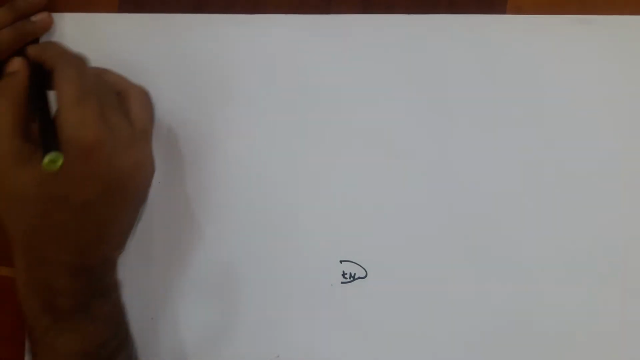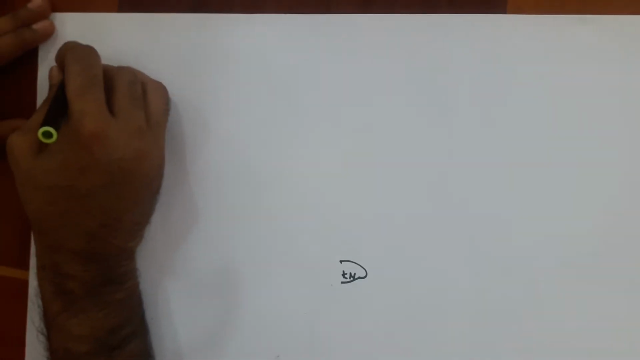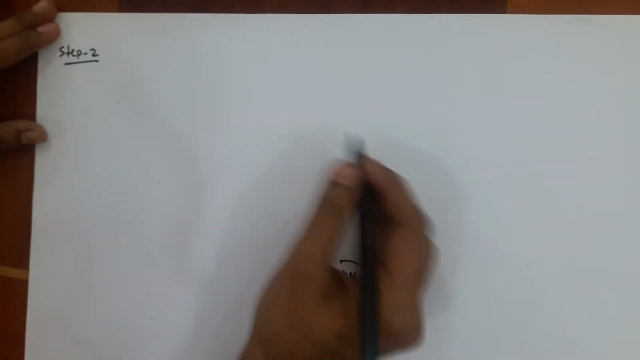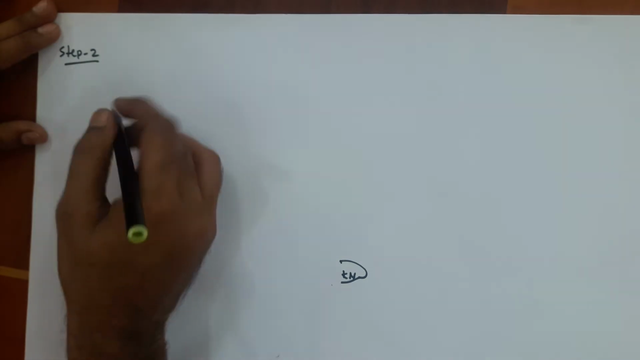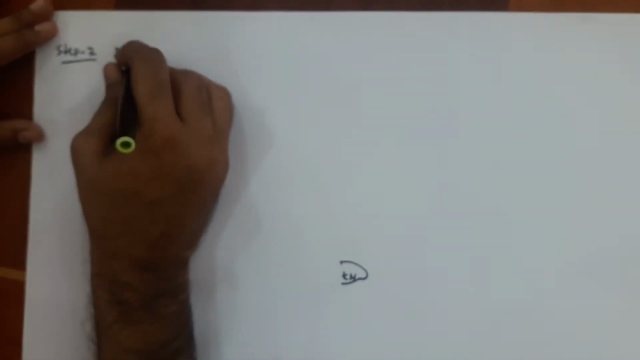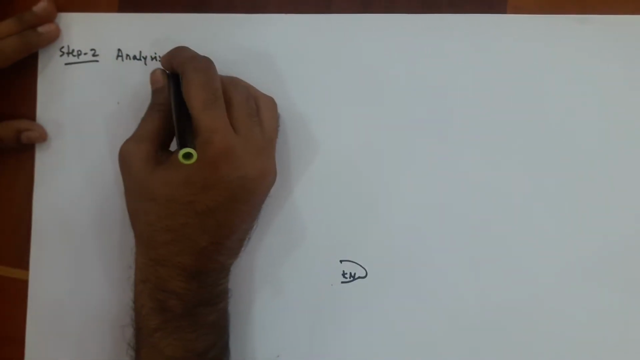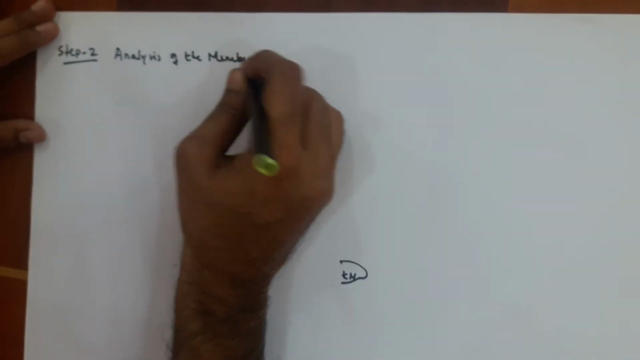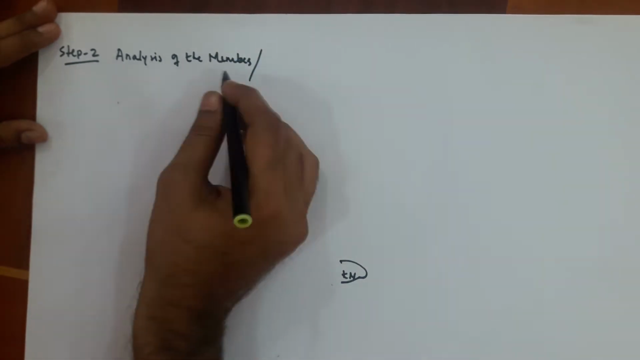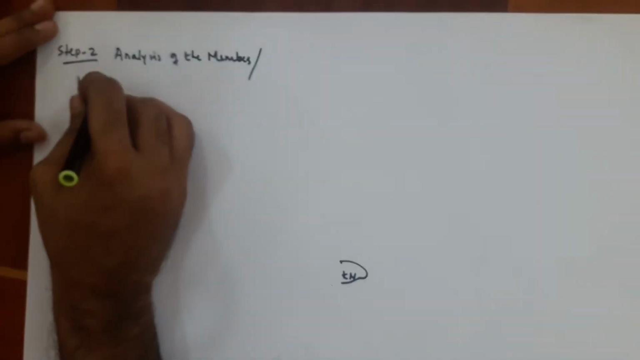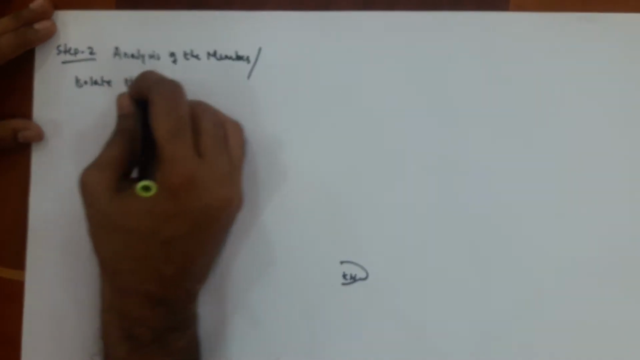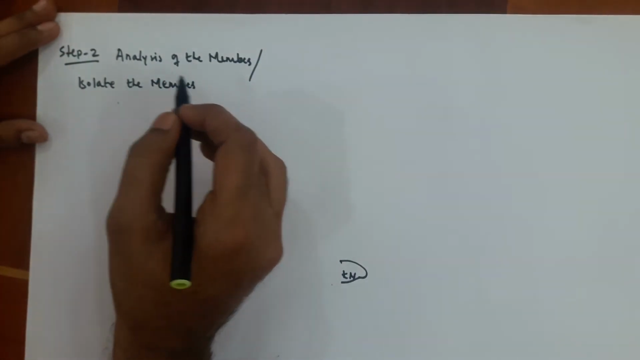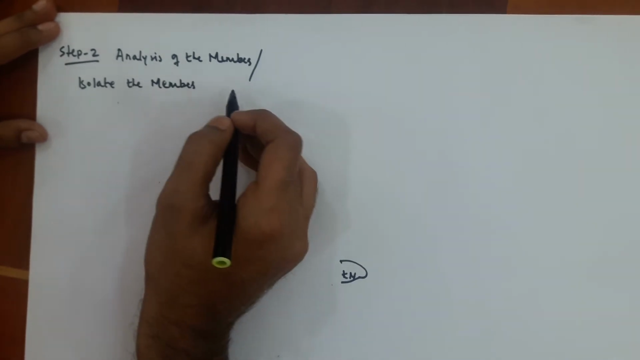Now we have to go to step number 2. Step number 2, we have to analyze the members separately. Analysis of the member separately, or else we have to isolate the member, and then we need to find axial force, shear force, bending moment separately.